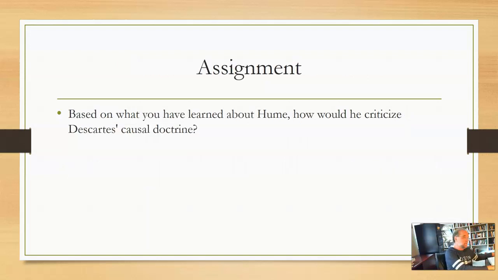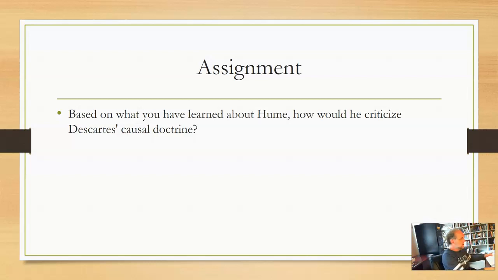So, your assignment. I think we can reach back and do this. I'm hoping we can reach back and do this. Based on what you've learned about Hume, how would he criticize Descartes' causal doctrine? Remember, for Descartes, the cause must have at least as much reality as the effect that it has, because the cause is what gives the effect its reality. Where else could it get it from?